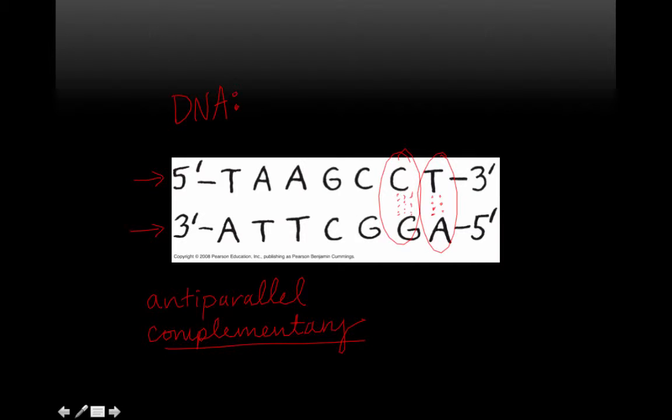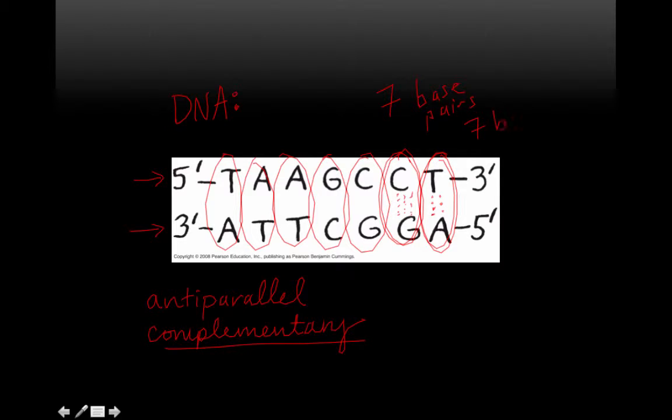And how many base pairs are shown in this illustration? There are 7 base pairs shown, or 7 BPs, if you will. A very small piece of DNA when we consider that one of our DNA molecules will have at least 50 million of these in the smallest of our chromosomes. We typically describe DNA size by base pairs.